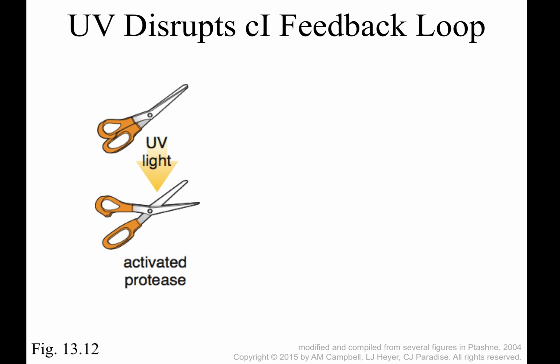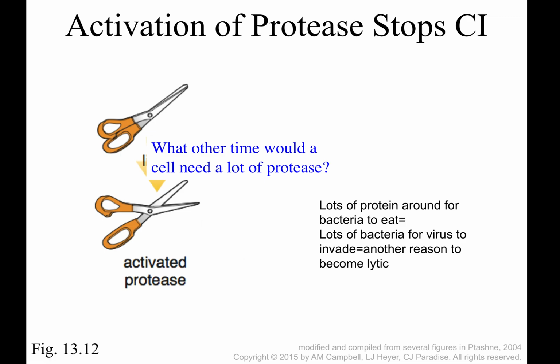What UV light does is it activates a protease. The protease is made by the bacterium, and that protease affects the transcription factors that bind to those promoters that we were just talking about. So why would the cell make protease? It could be activated by UV light. It could also be activated by there being lots of protein around for the bacteria to eat, and that is the same as lots of bacteria for the virus to invade from the virus's point of view. So that would be another signal to become into the lytic phase.